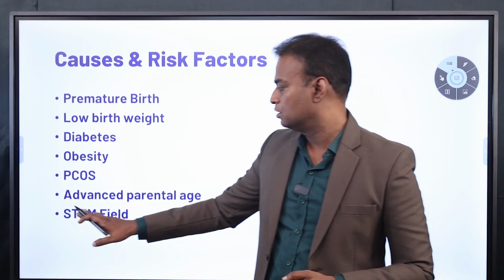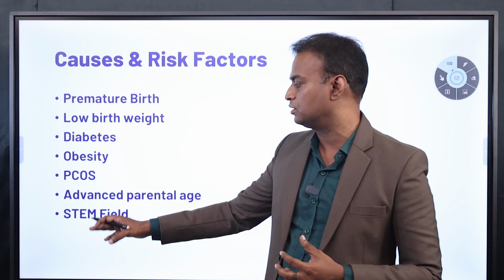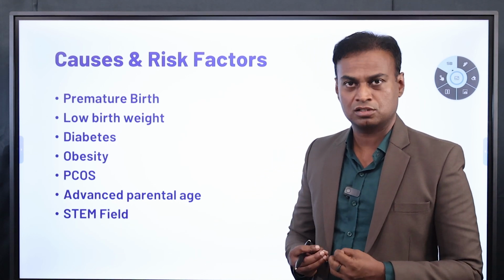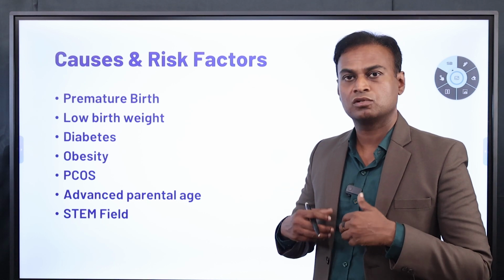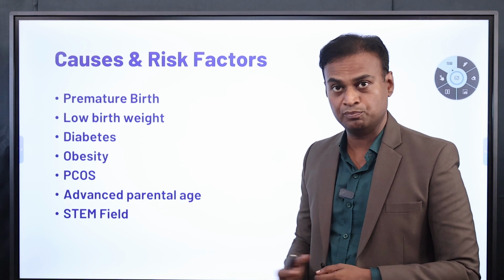STEM field means science, technology, engineering, mathematics. Any person who is in the science, technology, mathematics, or engineering field has some autistic traits, or has the capacity to produce autistic traits in their kids. This is also well proved.